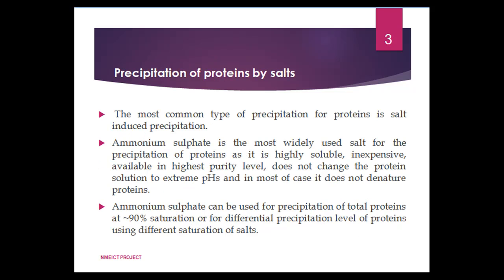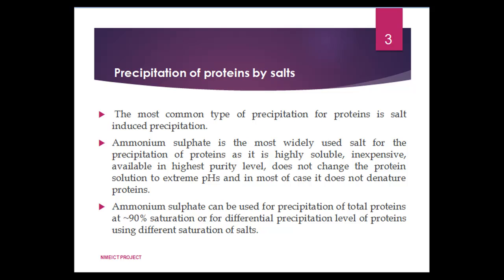Now let us first see how proteins are precipitated. There are various methods of it, like it can be precipitated by salts, by using organic solvents, by using organic polymers, or by changing the pH of the solution, which we will discuss one by one. So to start with, we'll see first how the proteins can be precipitated by salts.